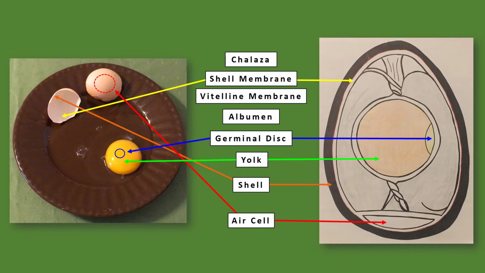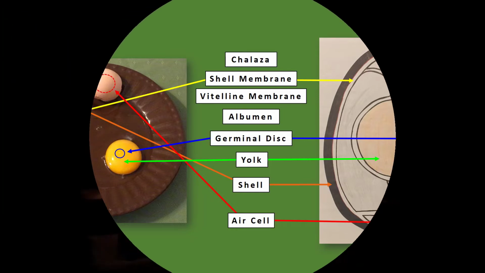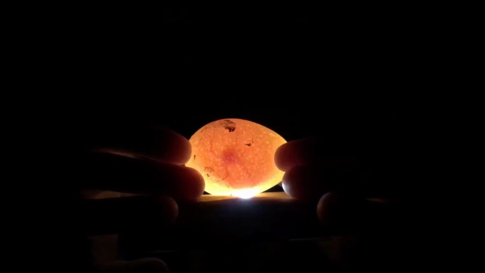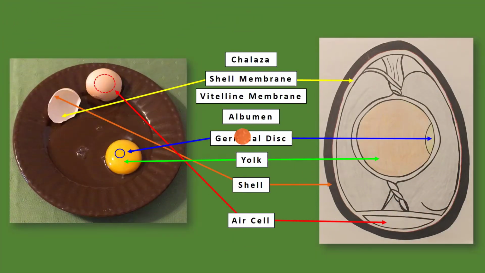Within the yolk is the germinal disc. The germinal disc is a spot on the yolk from which the embryo develops after fertilization. It is where the nucleus of the egg is located. Blood vessels are sent from the germinal spot into the yolk in order to gain nutrients from the yolk.